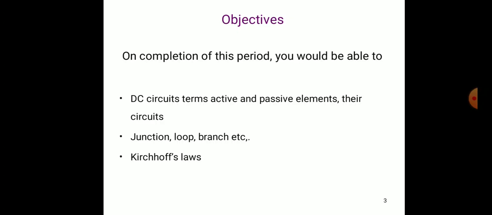What are the passive elements? What are the different circuits we are going to discuss? In the circuit, we have the junction, loop, branch, etc. What is the junction? What is the loop? What is the branch? Like that, we are going to discuss all these topics related to the circuits, and moreover we are going to discuss a very important topic, that is the Kirchhoff laws. These laws are used to calculate the voltage and currents in the circuits.